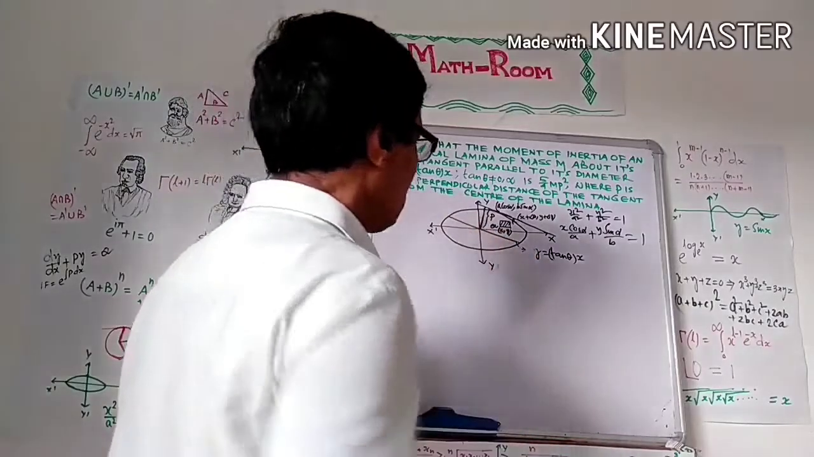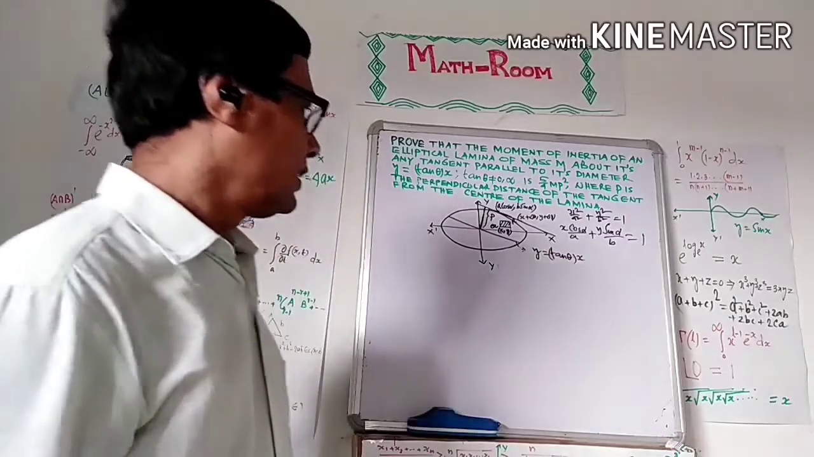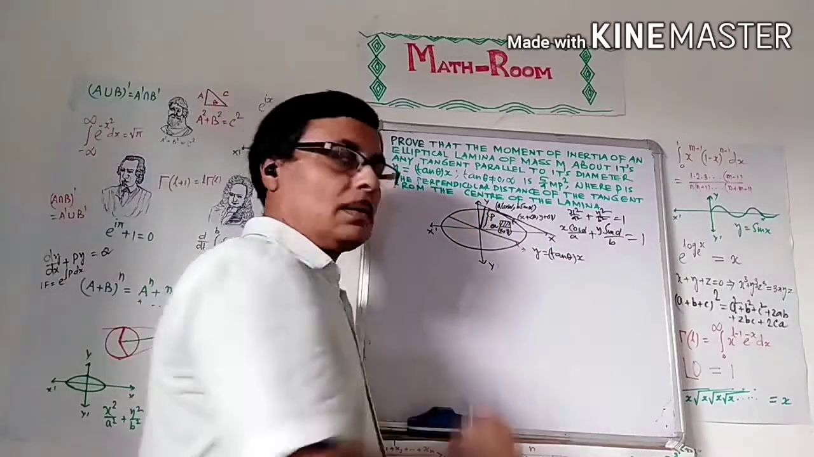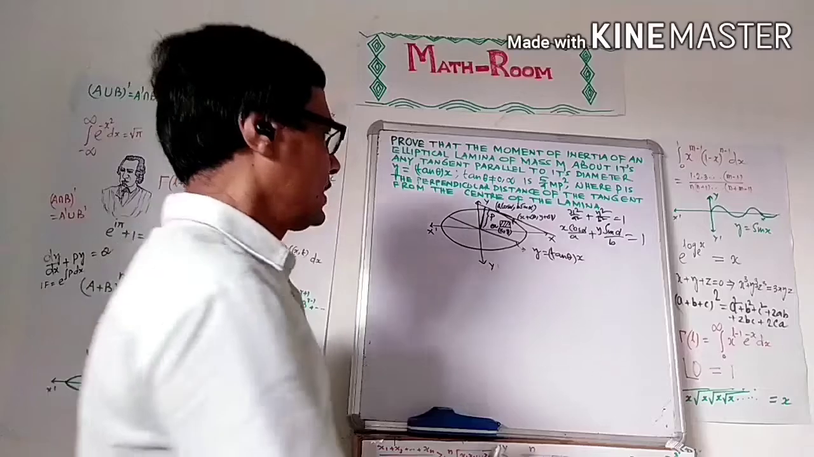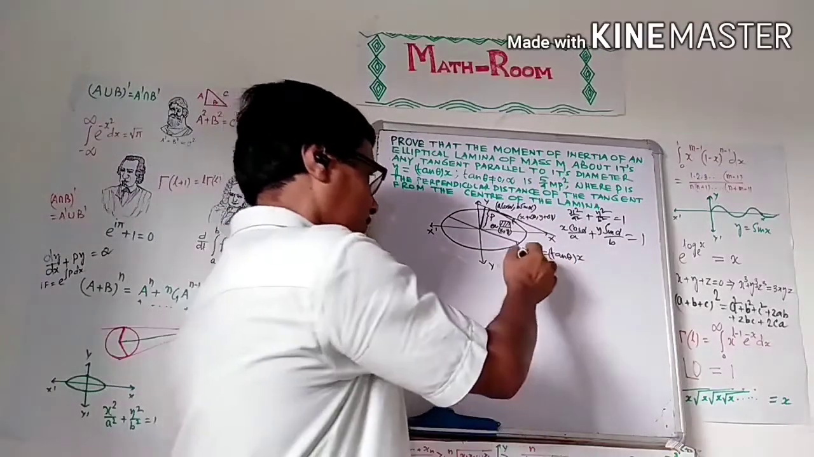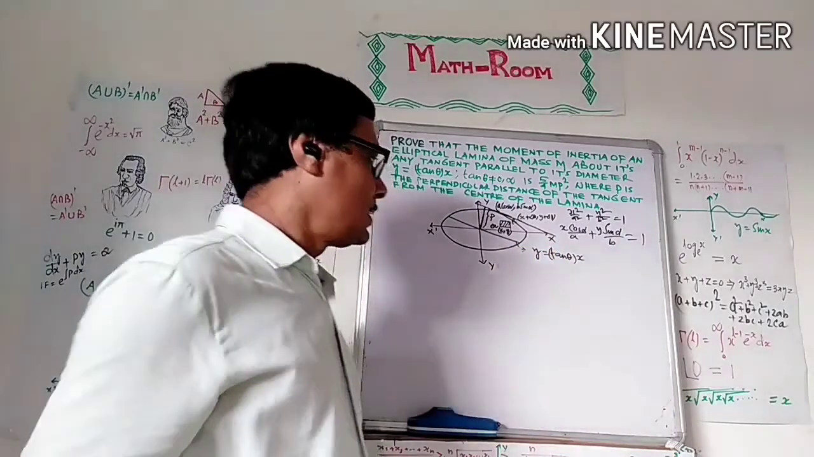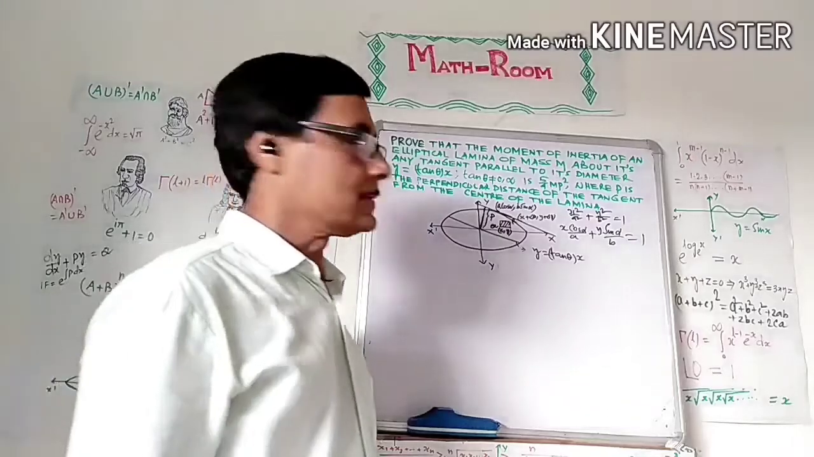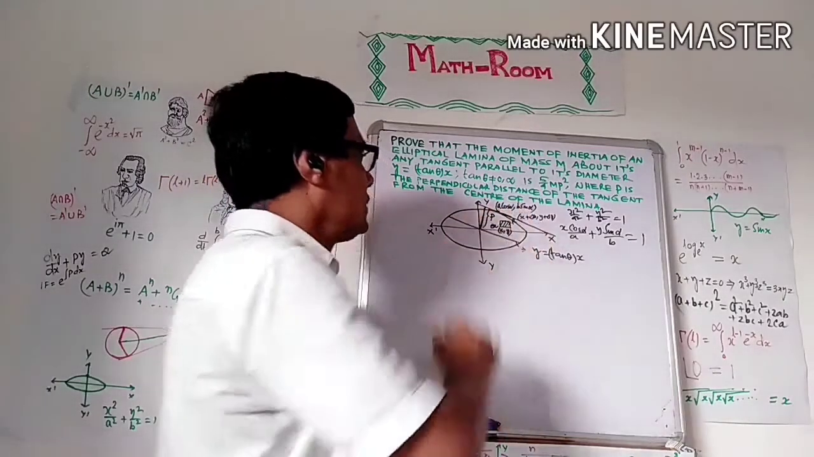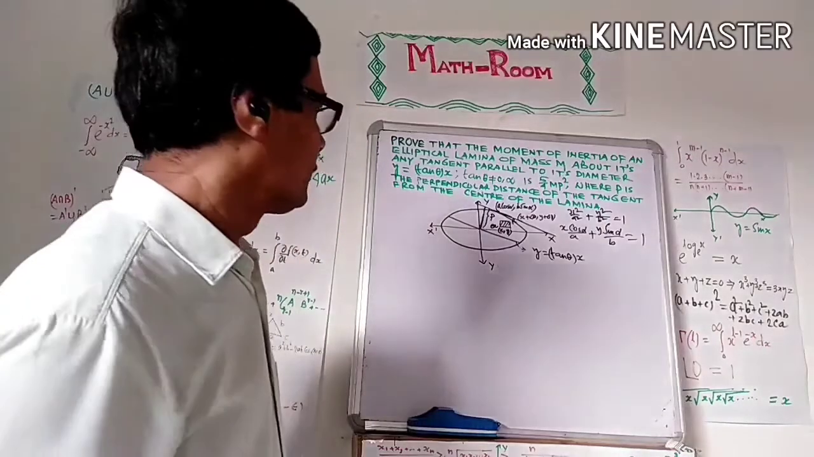And this is the equation of its diameter, which is other than the major axis or minor axis, that is tan theta not equal to 0 and infinity. This is the given tangent, and this is the given diameter, y equal to tan theta x. We have to prove the moment of inertia is 5 over 4 m p square.